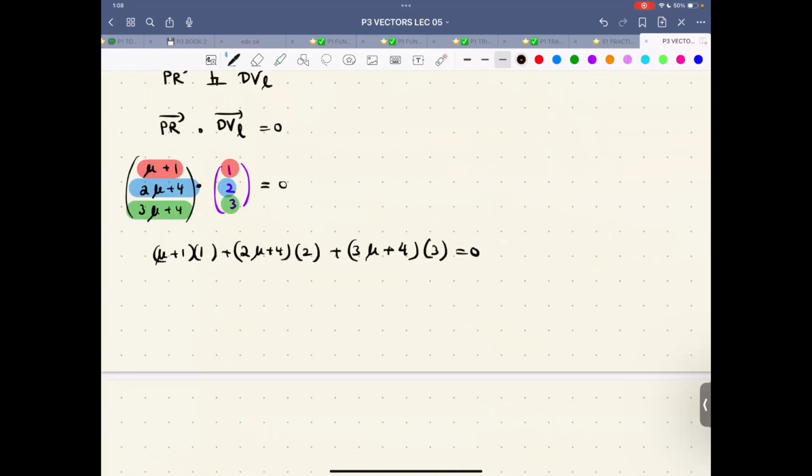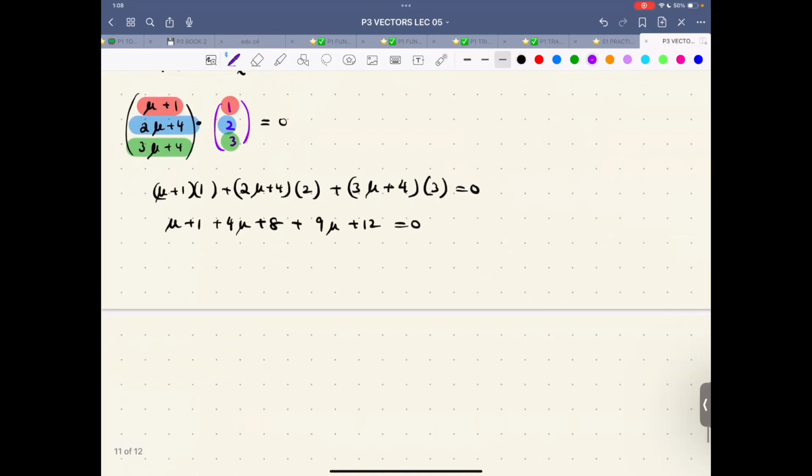So now multiply it out. That is mu plus 1 plus 4 mu plus 8 plus 9 mu plus 12 equals 0. So we have mu, 4 mu, 9 mu, that is 14 mu. We have 1, 8, 12. So 12 plus 8 is 20 plus 1, 21, equals negative 21. Therefore, mu comes out to be negative 21 over 14. 7 3s are 21, 7 2s are 14. Negative 3 over 2, that's the value of mu.